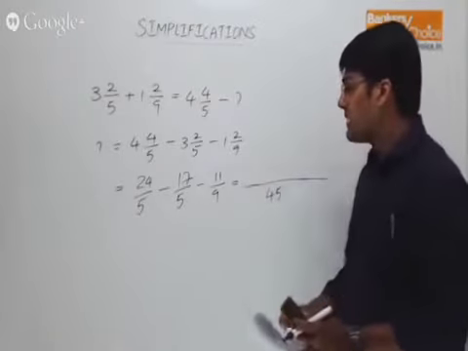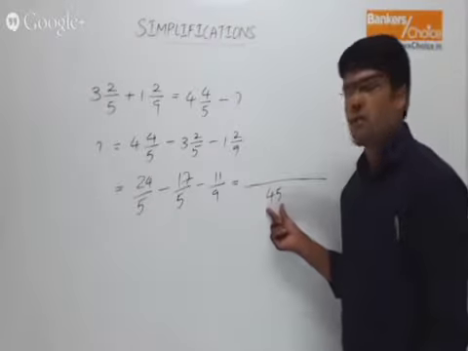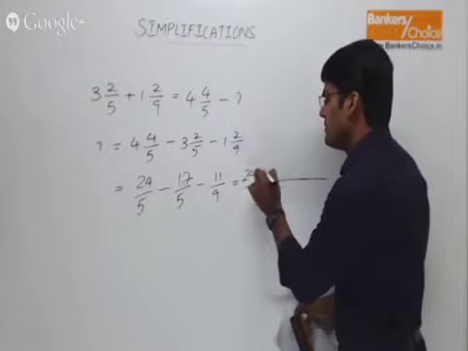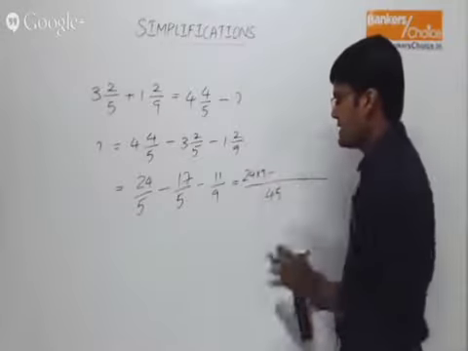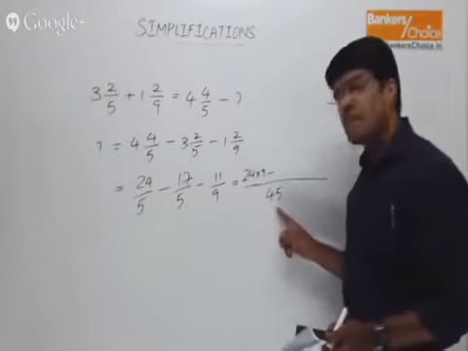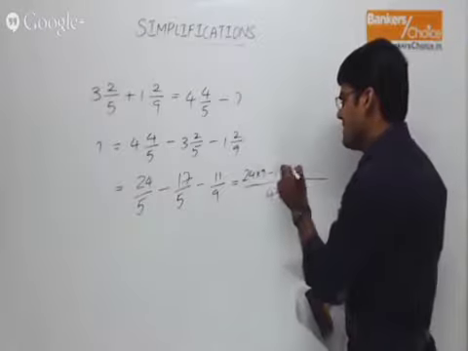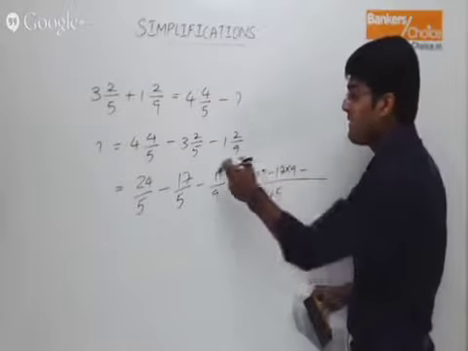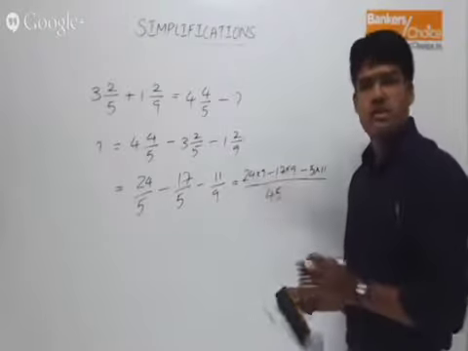For example, look at this. 5, how many times is 45? 5 into 9 is 45. So multiply 24 with 9. So this is 24 into 9. Right? Minus the symbol here. Minus. What about this? 5 again goes 9 times in 45. So 17 should also be multiplied with 9. 17 into 9. Minus 9 goes how many times here? 5 times. 5 into 11. 5 into the numerator. I am sure all of you are aware of this general procedure.